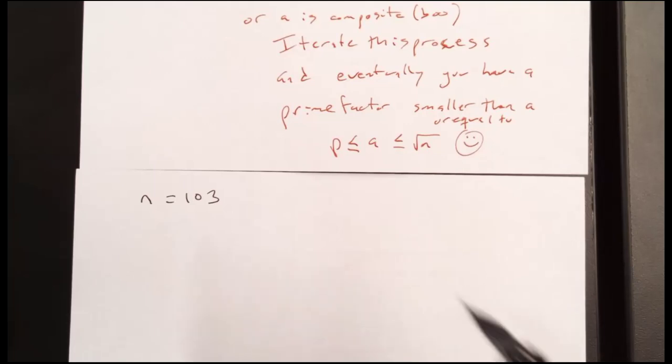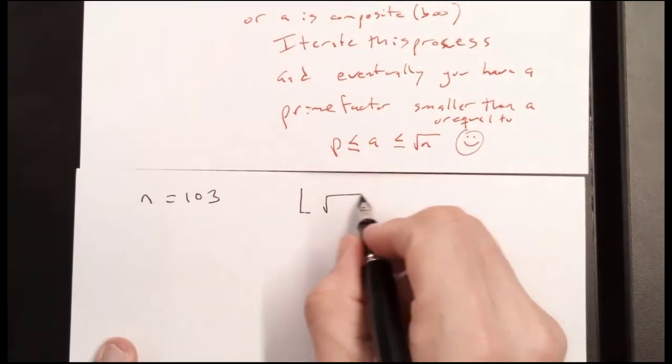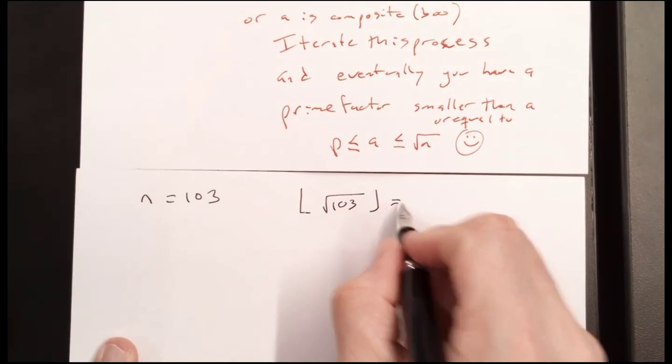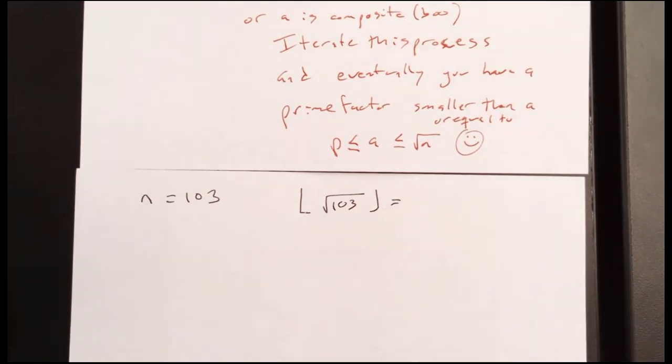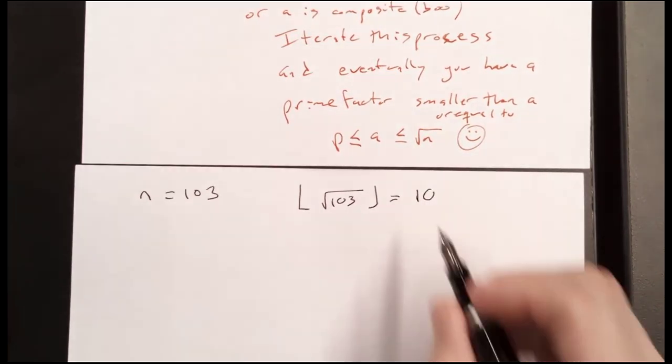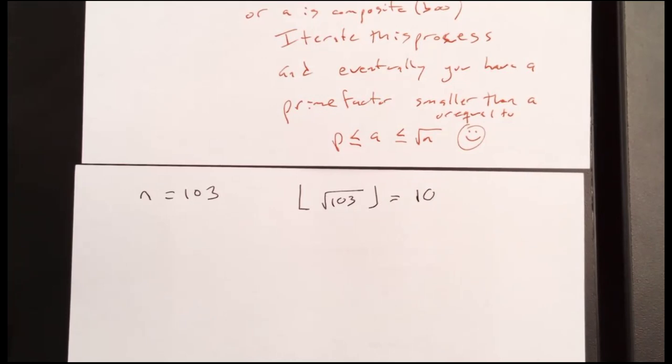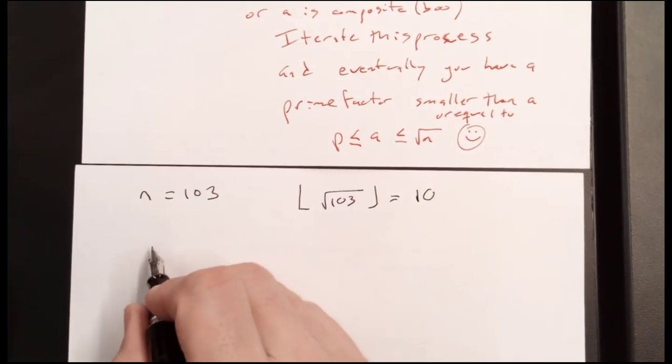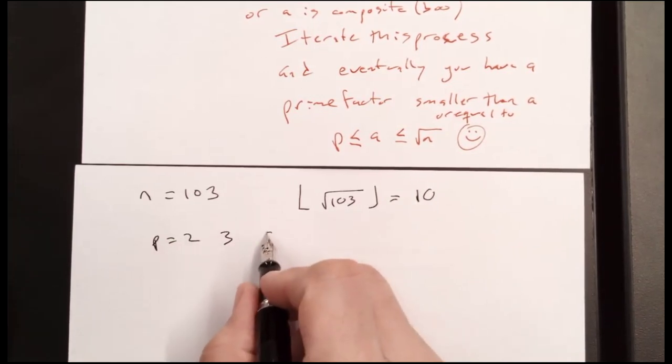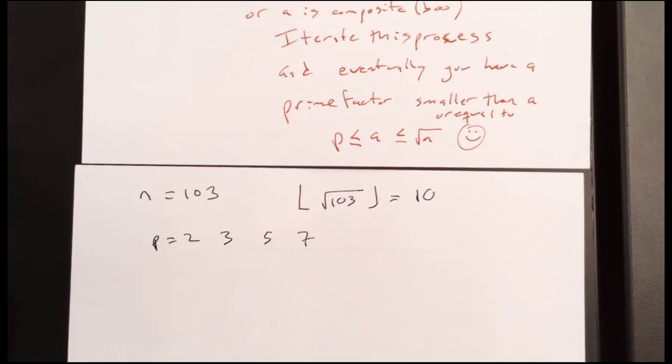What's the square root of 103? Actually, I want the integer floor of the square root of 103. The square root of 103 is a little bit bigger than 10. So the integer floor will be 10. Well, wait a minute. All I need to know now are the prime numbers less than 10. Those are all the primes. So now I can ask the question.